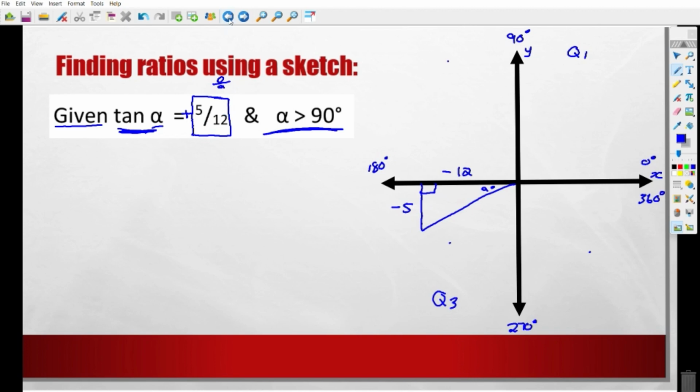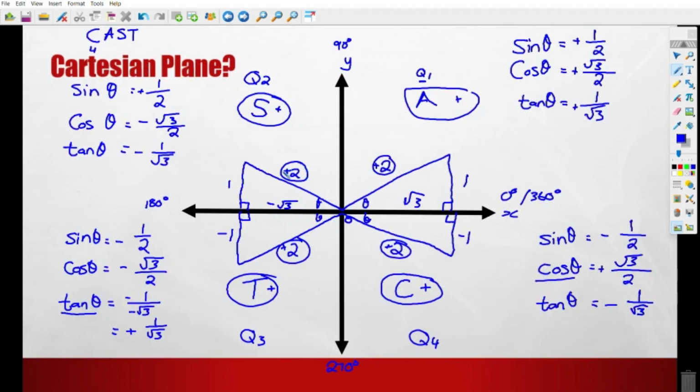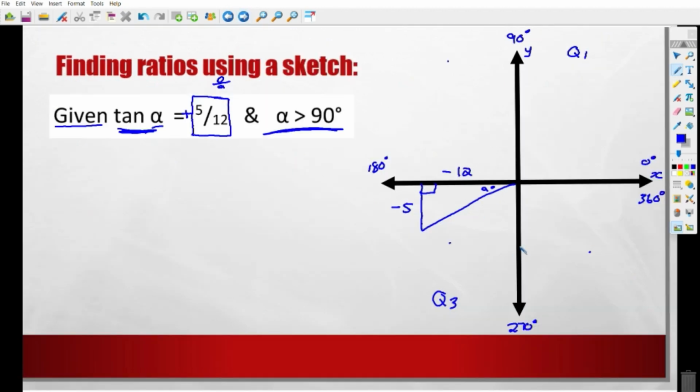But if you look at these triangles over here, we know that we always had a value for the hypotenuse. So how am I going to find the value of my hypotenuse here? If I'm working in a 90-degree triangle, I can use Pythagoras. So if I'm looking for my hypotenuse, I'm going to call it just hype.